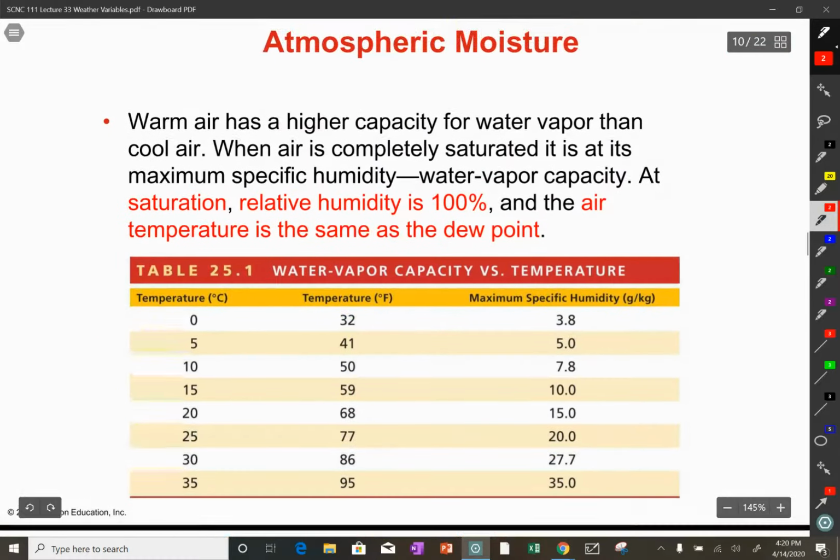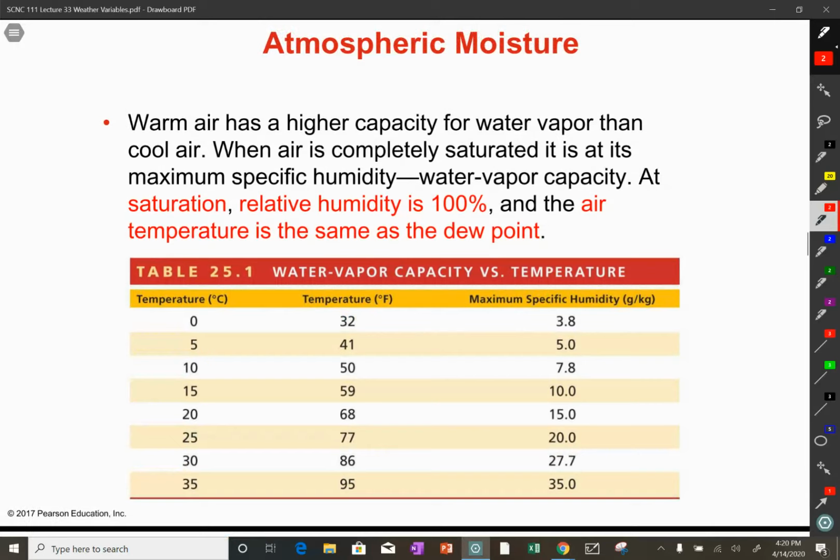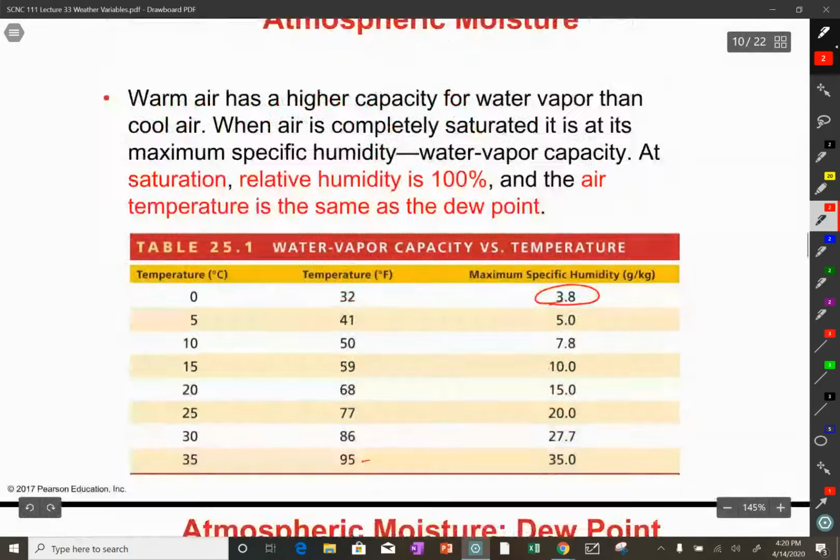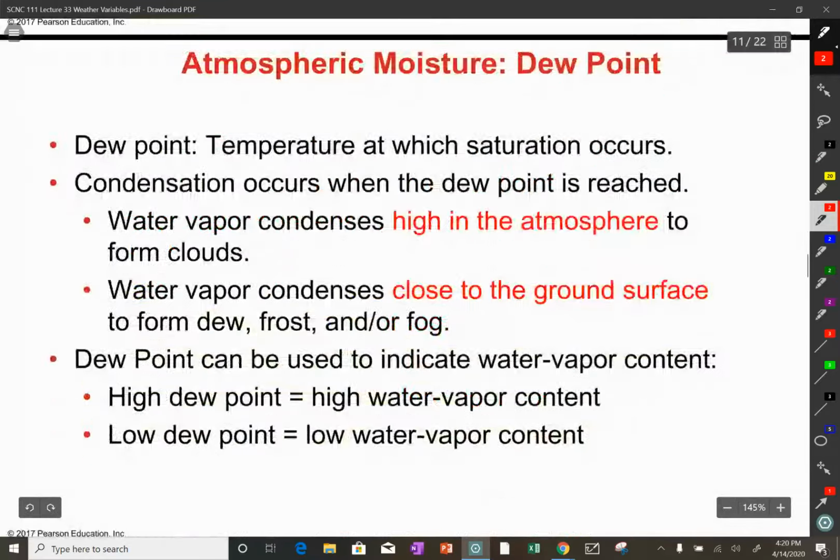Here is the data for that graph just broken down into a table. And so you can see the actual number was 3.8 grams per kilogram at 32 degrees Fahrenheit. And this doesn't go up to 40 degrees Fahrenheit, but you see it at 30 or 40 degrees Celsius, or what I said was about 100 Fahrenheit. But you can see at 95, it's just a little under 10 times the amount of moisture that the air can hold.